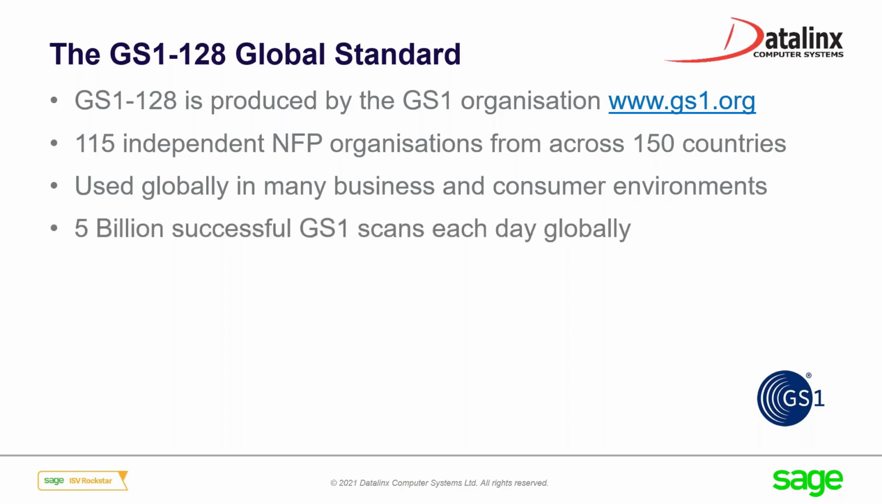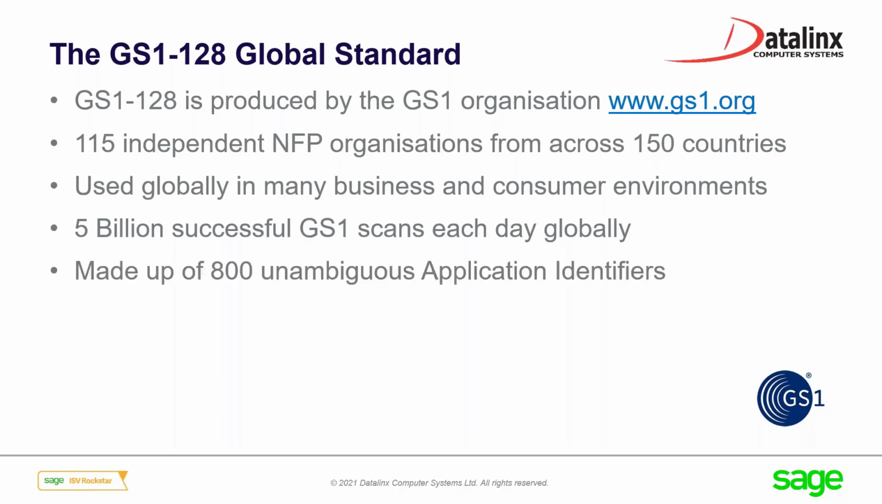In fact, there are over 5 billion successful scans of a GS1 barcode every single day. And today we're going to look at how we have embraced these standards within Warehouse Manager to allow this same benefit to be made available to all Sage X3 users. So the GS1 standard uses unambiguous identification keys referenced as application identifiers to identify individual stock characteristics. And within the standard, there are about 800 application identifiers. But typically, most organizations will use only a small number of them when constructing a specific barcode.